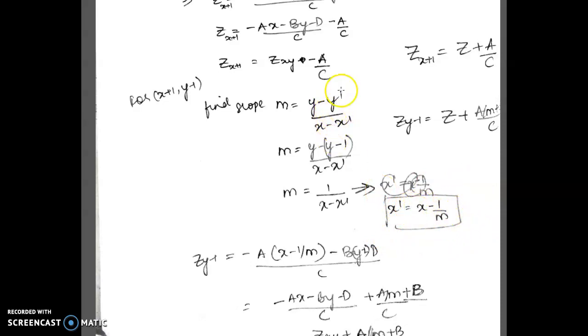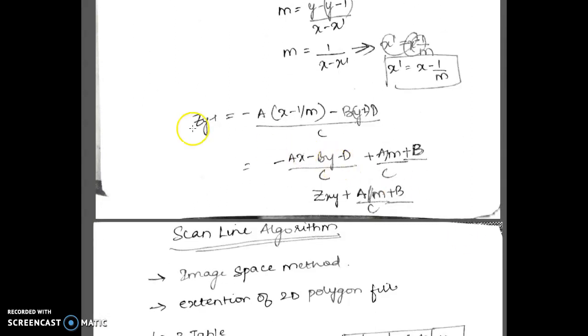In place of y dash we are substituting y minus 1. We already saw that in the graph. Okay, so while substituting, m becomes 1 divided by x minus x dash. So x dash is x minus 1 by m and y dash equals y minus 1. If we substitute these two in the plane equation, we get z at y minus 1 equals z at x y plus a by m plus b, whole divided by c. So this is all for the z buffer algorithm.